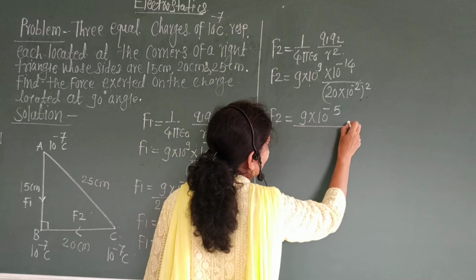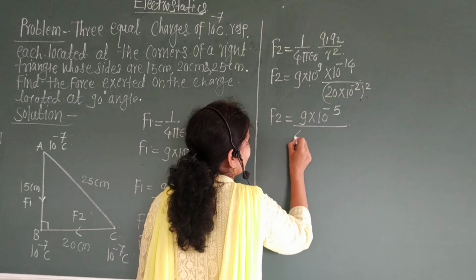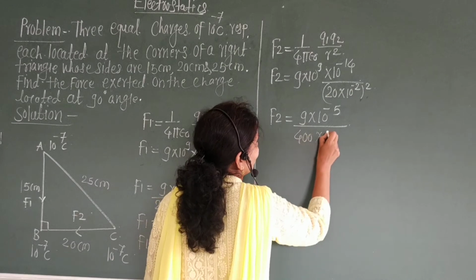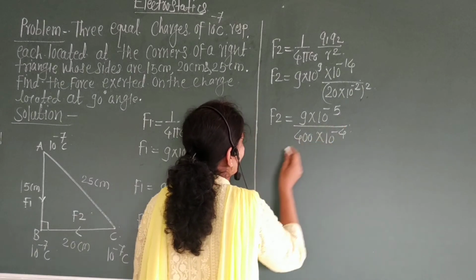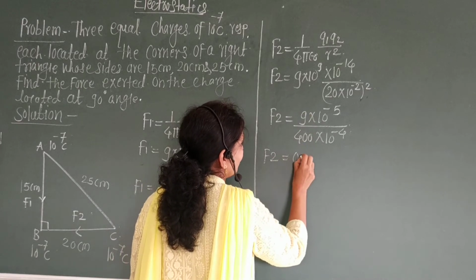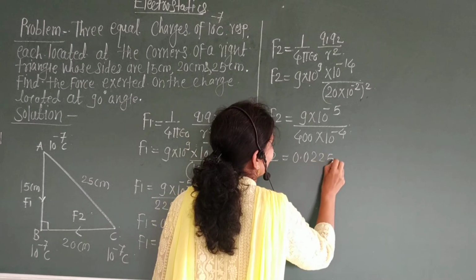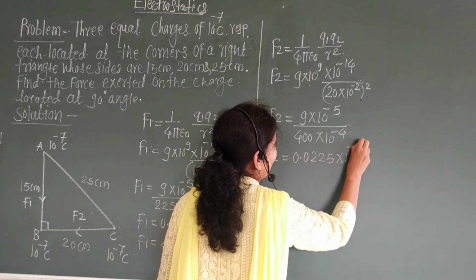This is the value of the numerator. Then the denominator: the square of 20 is 400 into 10 raised to minus 4. Therefore, F2 is equal to 0.0225 into 10 raised to minus 1.